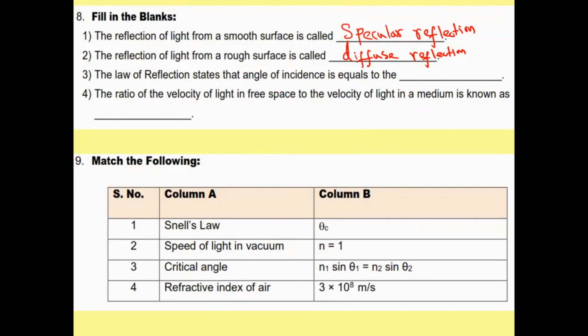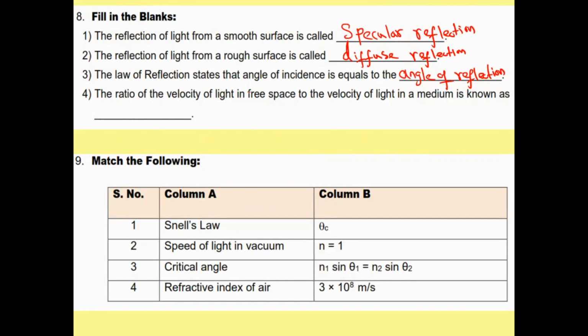Third question. The law of reflection states that the angle of incidence is equal to the angle of reflection. That is the law for reflection, right? So the angle of incidence must be equal to the angle of reflection. So the answer here is angle of reflection, right? Okay.